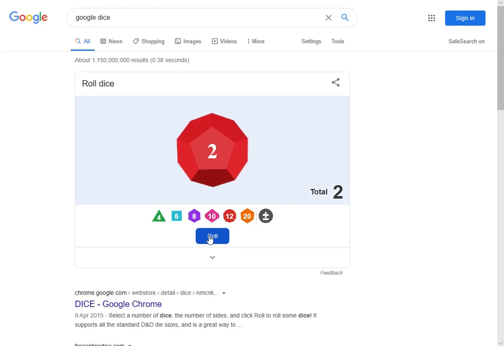Now, to roll this dice, I just press the roll, and it rolls and shows me the number. Press roll again, shows me a number up to 12. Roll again, shows me a number up to 12. I might get the same one again.